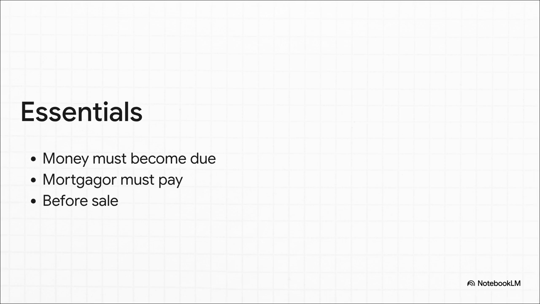First, the time for payment must have arrived. You cannot redeem prematurely unless there's a specific contract to the contrary. Second, you must actually offer the money. Mere intention is not enough. And third, this right exists only until a court decree of foreclosure or an actual valid sale has extinguished it. So write them as 3 distinct numbered points.